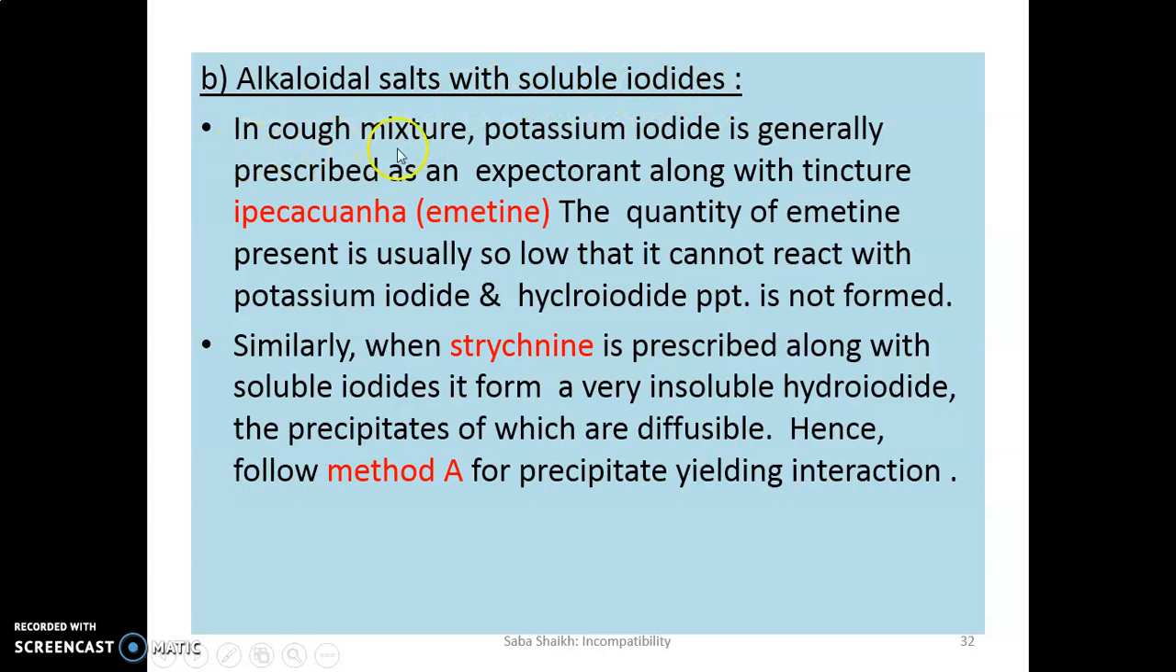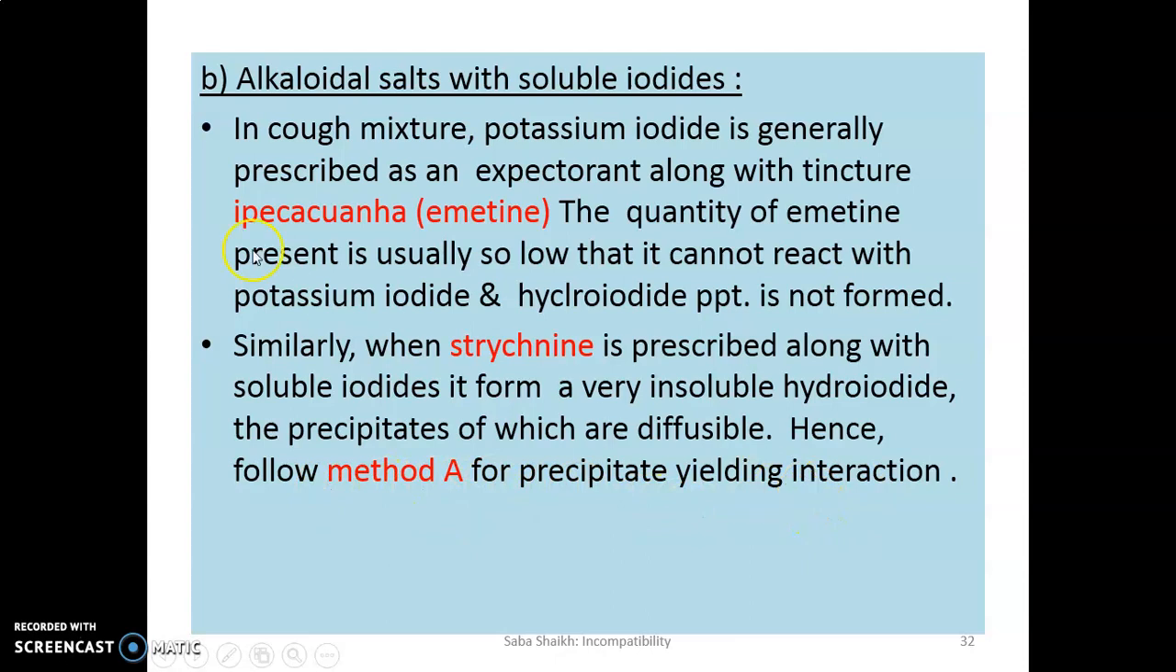See, in cough mixtures, potassium iodide is generally prescribed as an expectorant along with the tincture of ipecacuanha. The quantity of emetine present in this ipecacuanha tincture is very low and it cannot react with the potassium iodide, and hydroiodide precipitate is not formed. Similarly, when strychnine is prescribed along with the soluble iodide, it forms a very insoluble hydroiodide, the precipitate of which is diffusible. Hence, follow method A for precipitate yielding interactions.